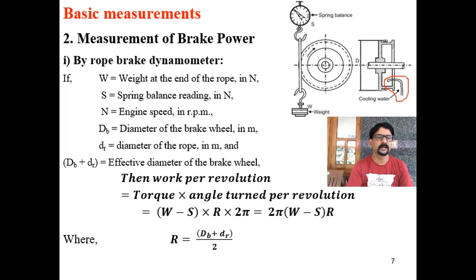Okay. And now let us see how to measure the brake power by knowing these readings. So let W be the weight at the end of the rope, and S the spring balance reading, both taken in Newton. Though the weight is placed in terms of kgs, so you have to multiply it by 9.81 to convert that into Newton.